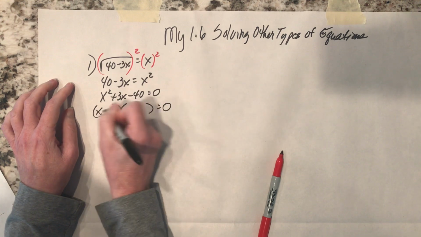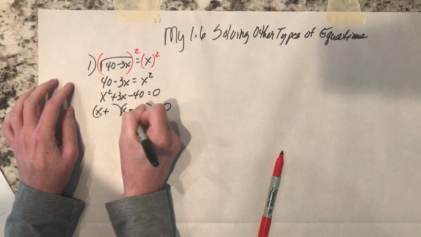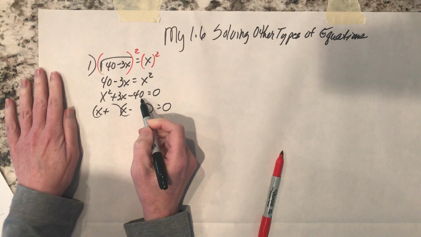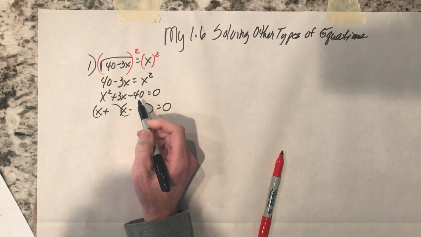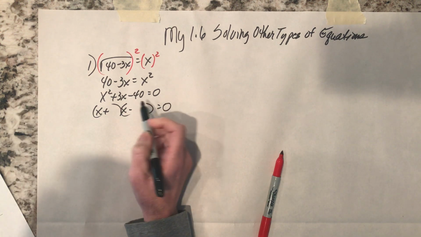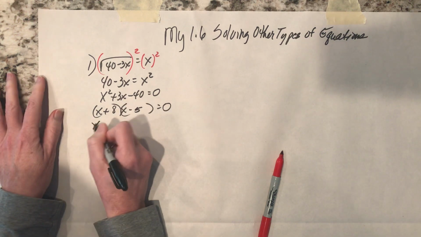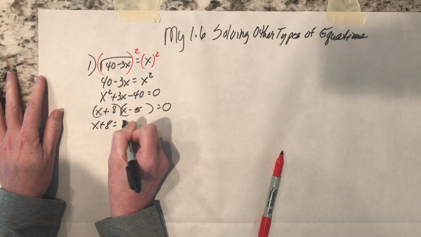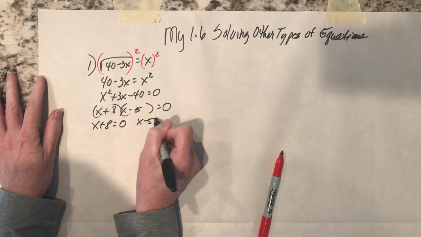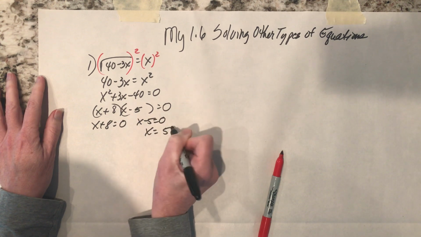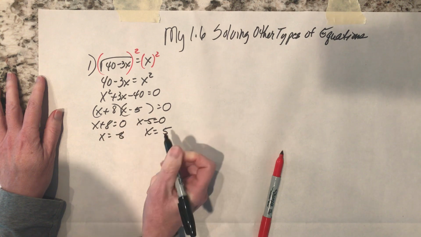Now we need to factor. Signs need to be different. What two numbers multiply to give you 40, whose difference is 3? That's 5 and 8. 8 is the big number. He needs to go on the plus sign. Set each piece equal to 0. X is 5. X is negative 8.